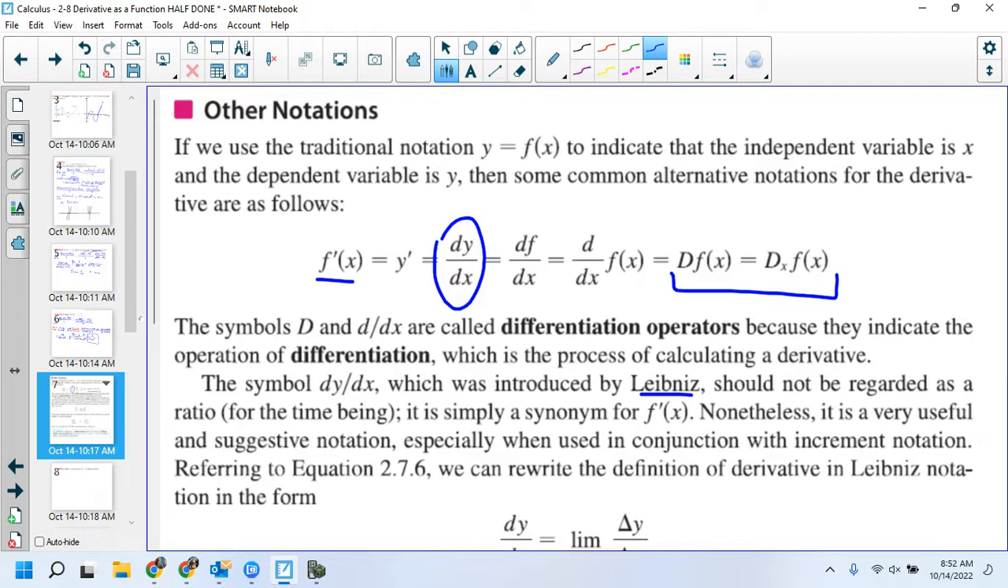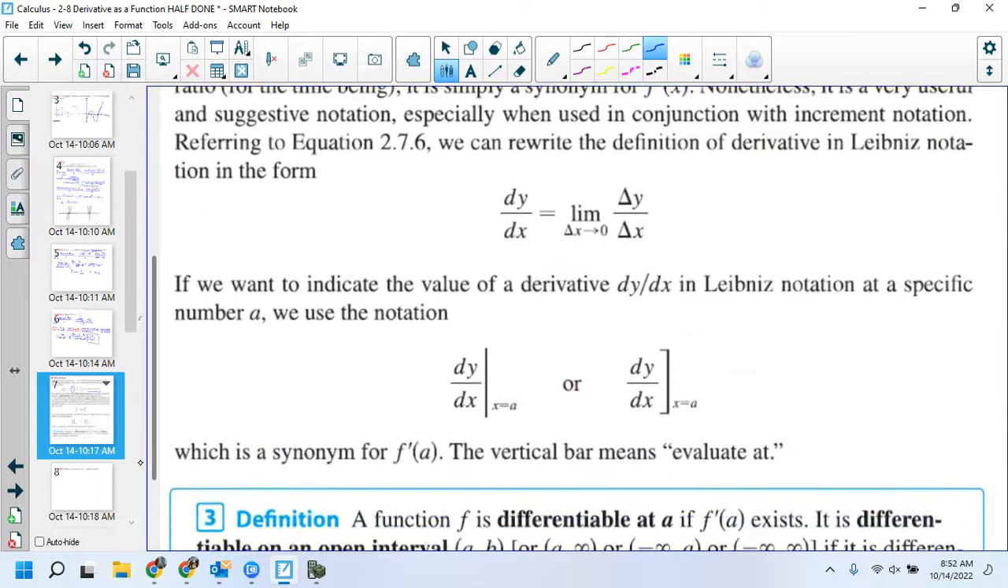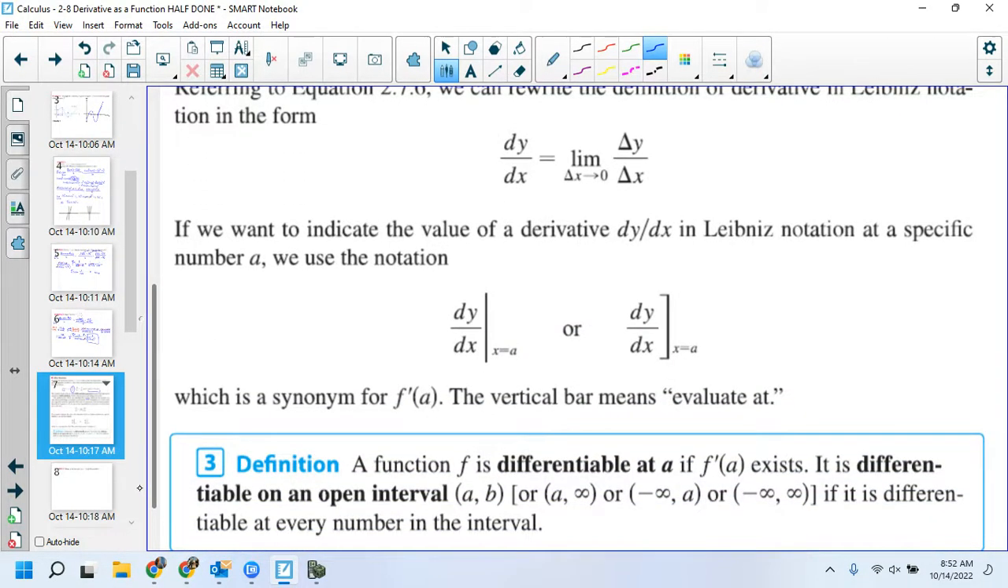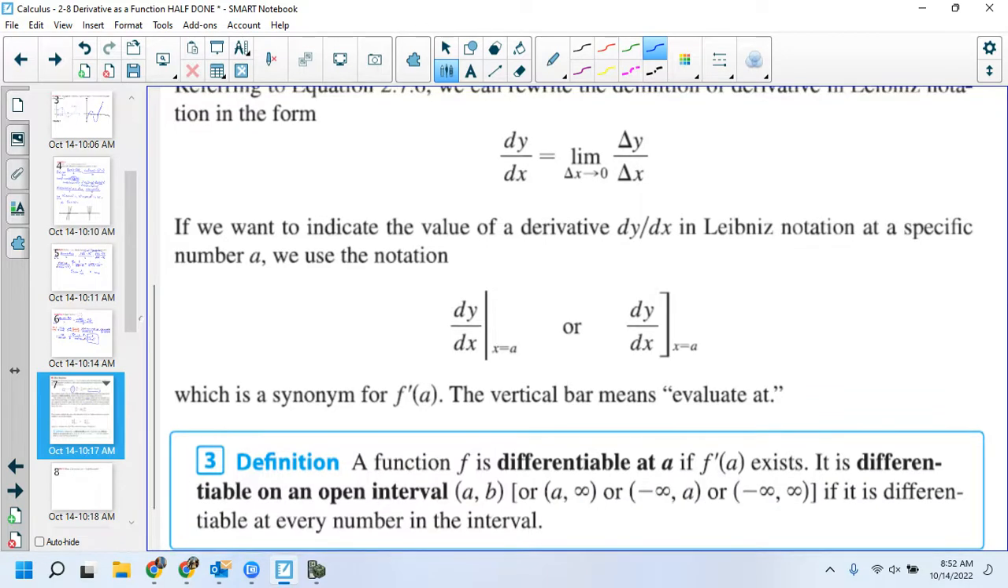Okay. The D stands for differential. Derivative and differential are kind of similar words. Differentiation operators, and so on. Sometimes they write it this way, like this is dy dx at x equals a. This is saying the derivative of the function at a, using this bracket type thing. That means evaluate it at that moment, like at 3 or whatever.